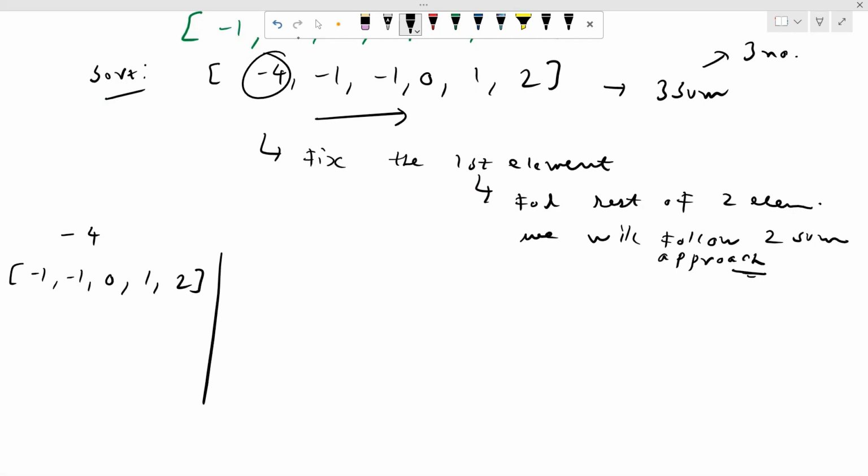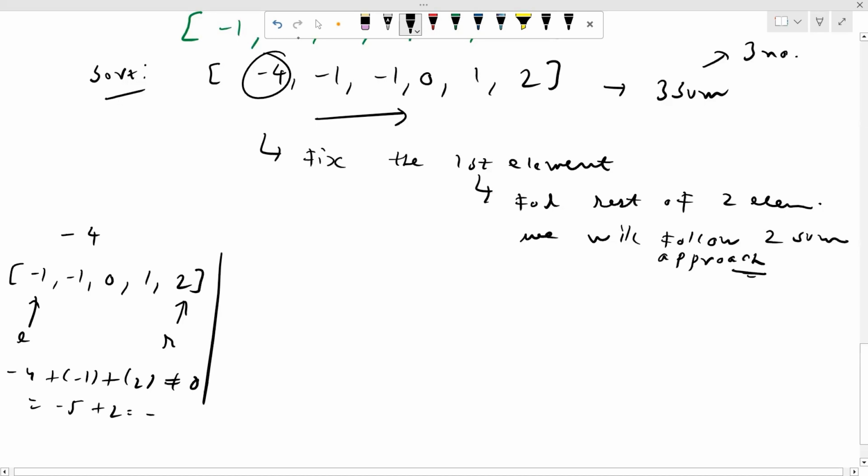What does the two sum approach says? It says there is a left pointer which is pointing to the left side of the array, and there is a right pointer which is pointing to the right side of the array. So what we'll be doing, we'll just try to calculate the sum of all the elements, which is initially -4 plus -1 plus 2. So this is not equal to 0. This will be equal to -4 -1 is -5 plus 2, this will be equal to minus 3, right? Since minus 3 is less than the target value.